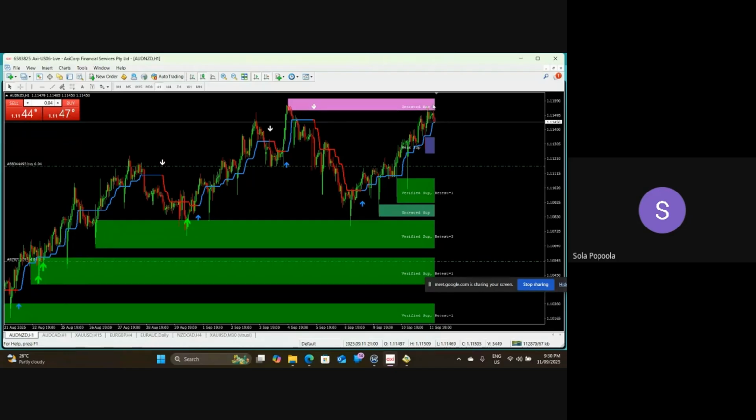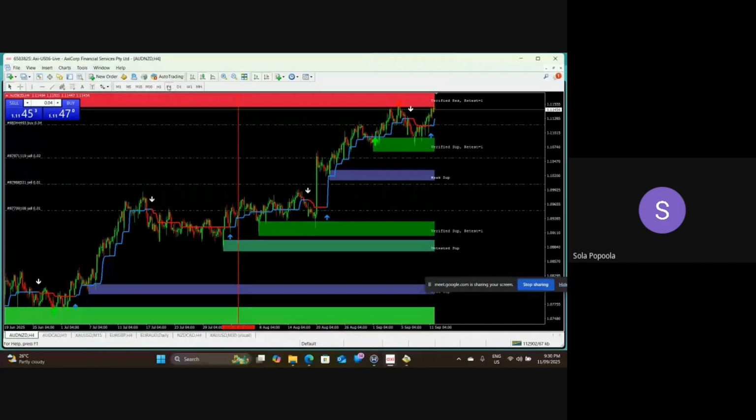For this particular zone, I'm not even ready to take action here because this is an untested resistance area. This resistance is untested. So that means there's a high tendency that price could pass this place. Let's check it out on the 4 hours. This is 1 hour. Good.